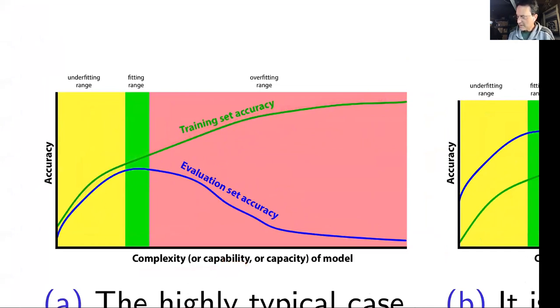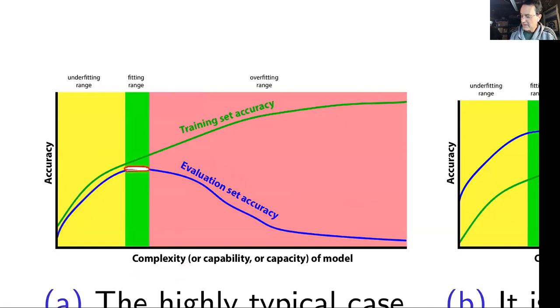But what's going to happen is that if we have a completely separate data set, which is called the evaluation set, there's going to be a period of time where, as the model complexity increases, the evaluation set accuracy keeps getting better and better until eventually we're going to get to this green zone, right?